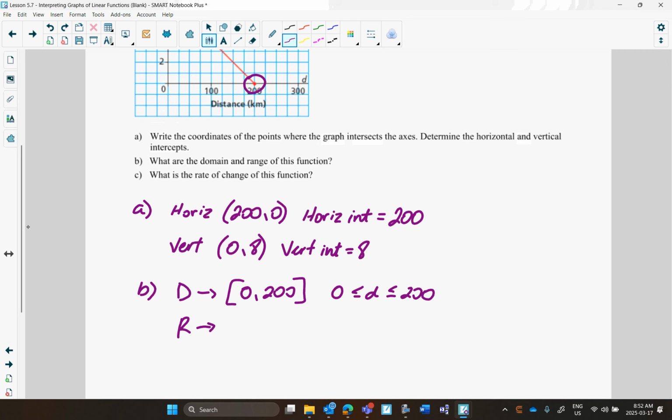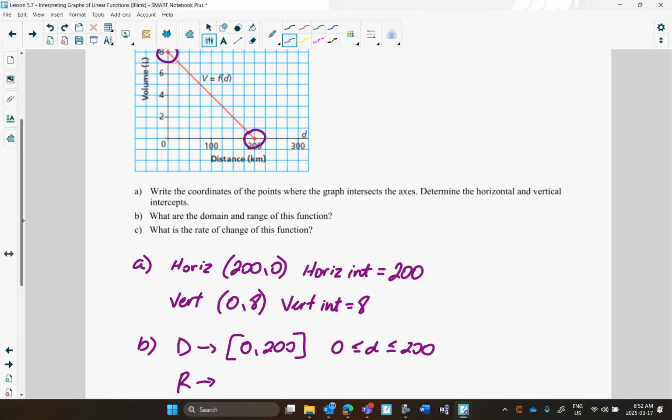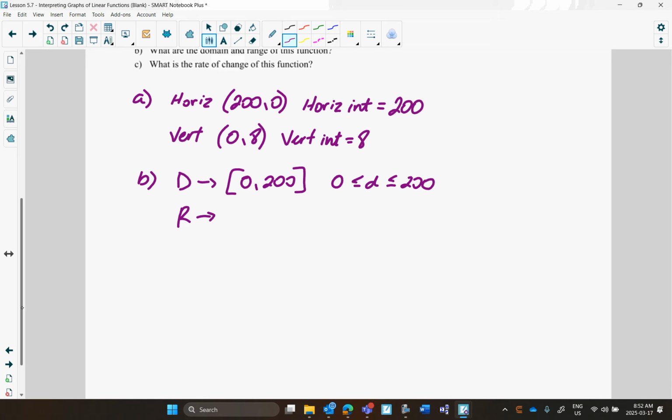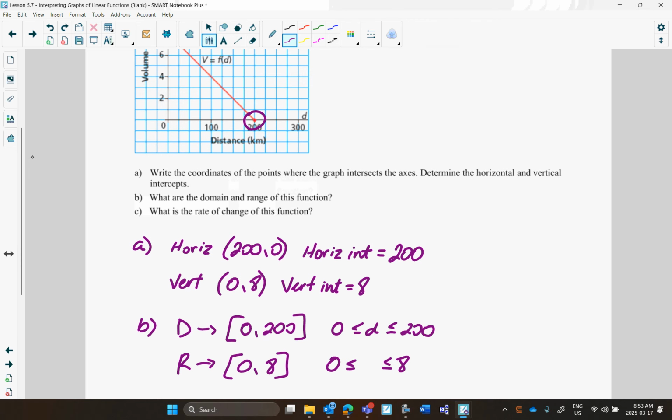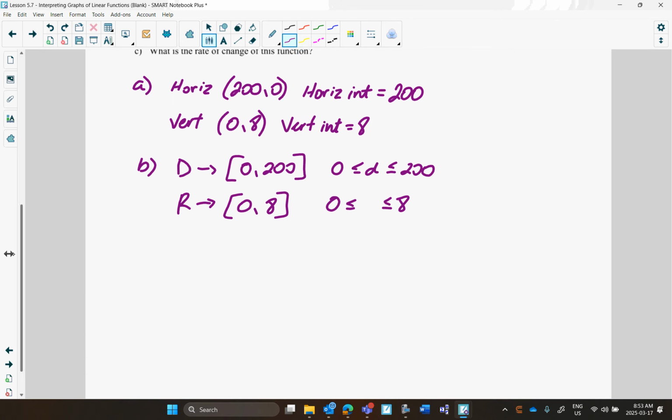Now the range. Lowest point, well, it's these two again. This is the lowest point. What's its y value? 0. What's the y value of this one? 8. So it's everything from 0 to 8. Or I would go 0, 8, less than or equal to, less than or equal to, and the variable I'm using for y is capital B.